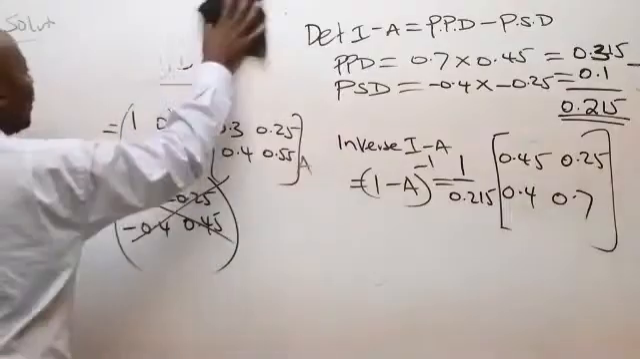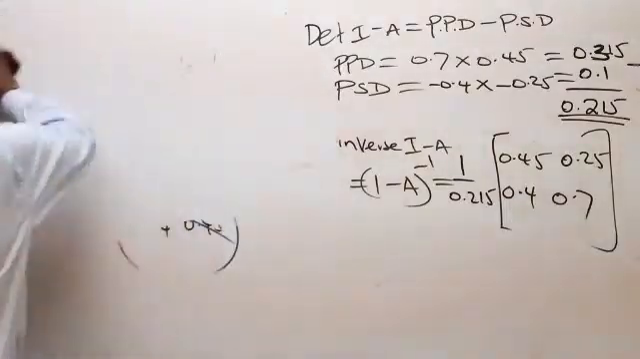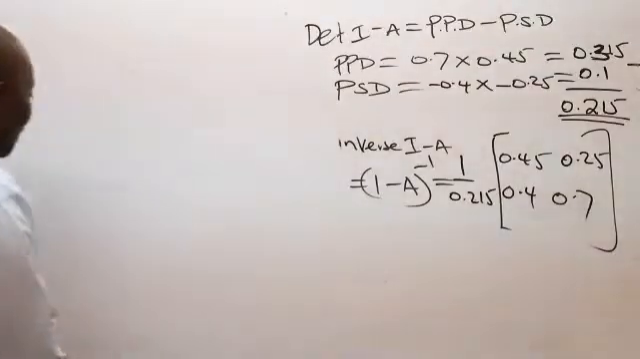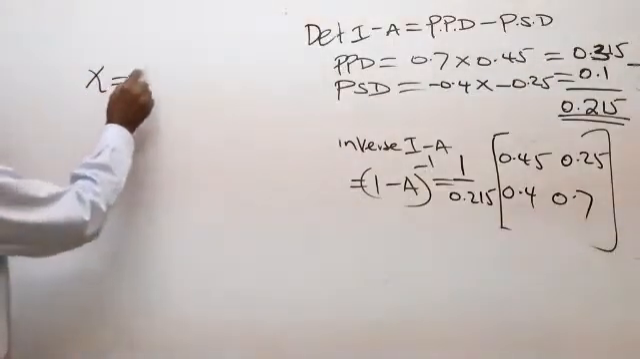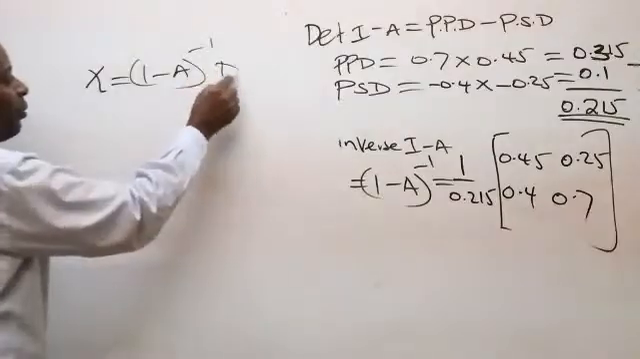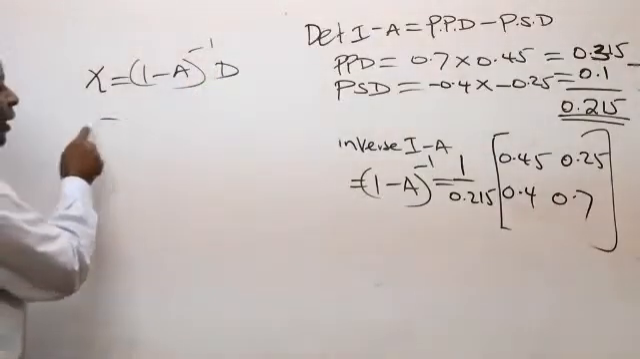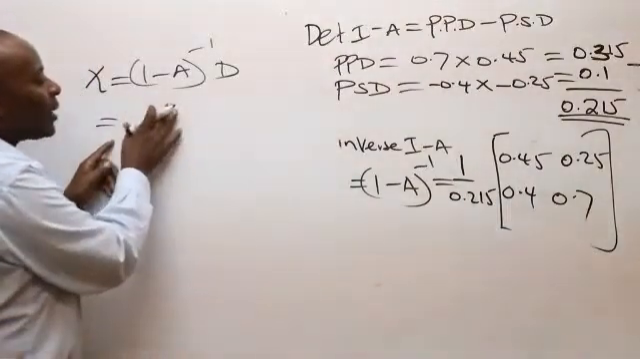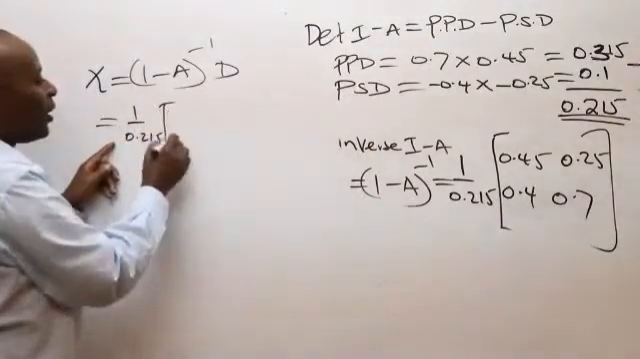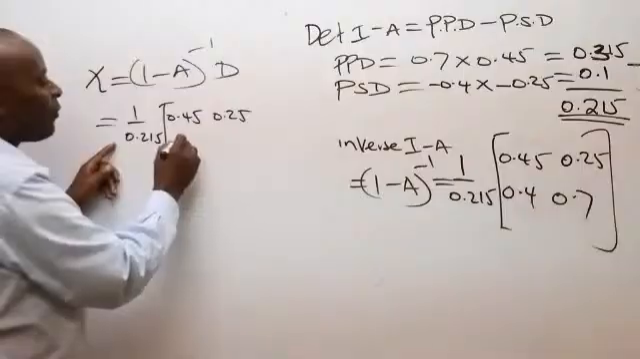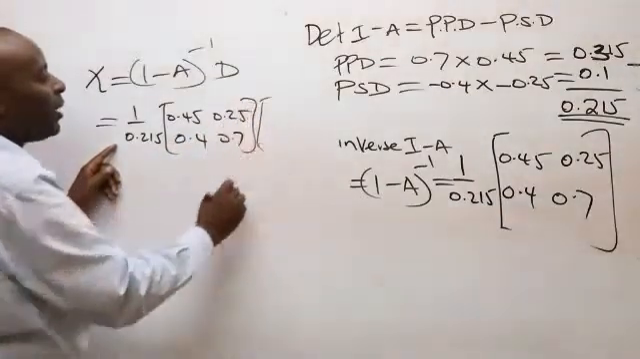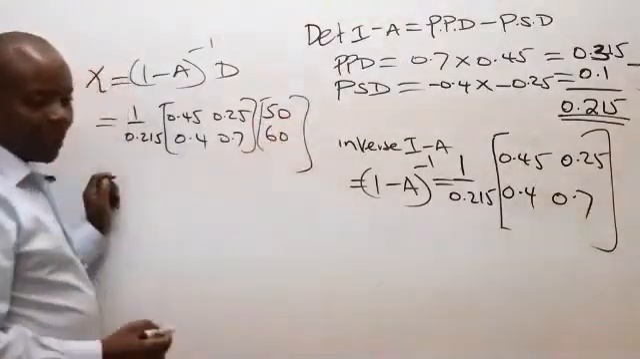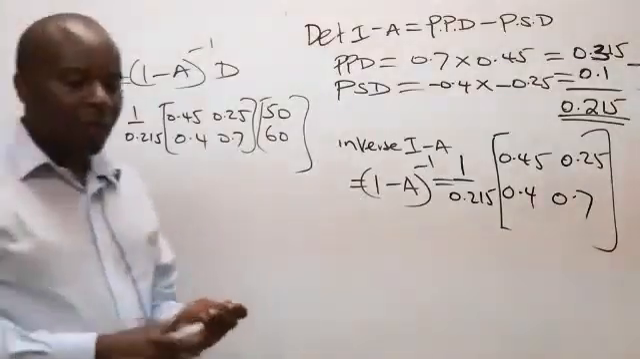Ladies and gentlemen, having really gotten that, everything for us becomes straightforward. What you're supposed to do here is to remind them of the model. Our model is x equals I minus A inverse multiplied by D. So if I feed my parameters into my model, I minus A inverse is 1 over 0.215 into 0.45, 0.25, 0.4, 0.7, multiplied by D. Our D, if you remember very well, which is final demand, was 50, 60.